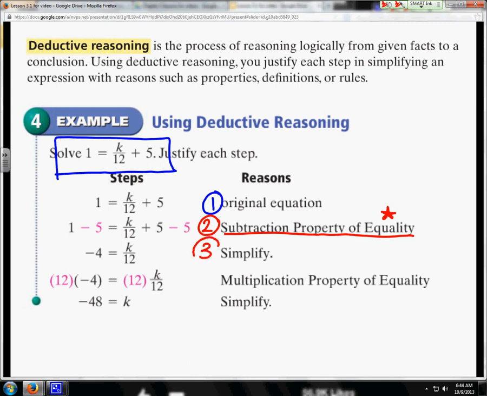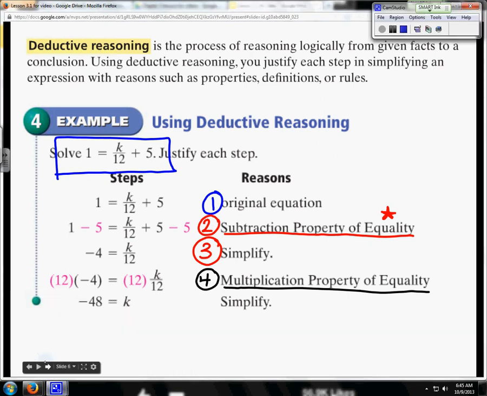That's my third step. And then if you notice in my fourth step, I multiply both sides by 12. That is the multiplication property of equality. Same thing again, multiplication property of equality, and then I have my answer. So we will be doing more of this, but I just wanted you to have this down in your notes. And that is it for your notes for 3.1.